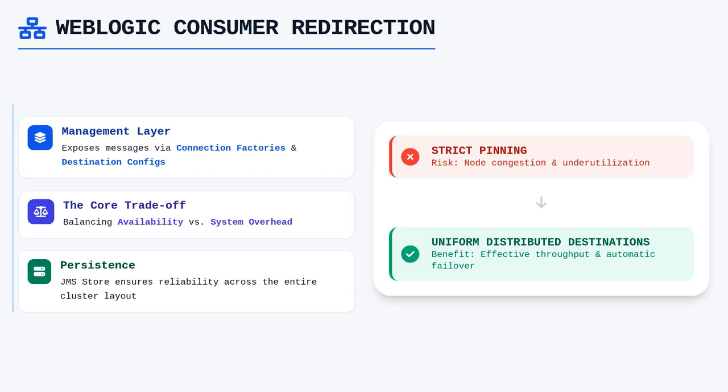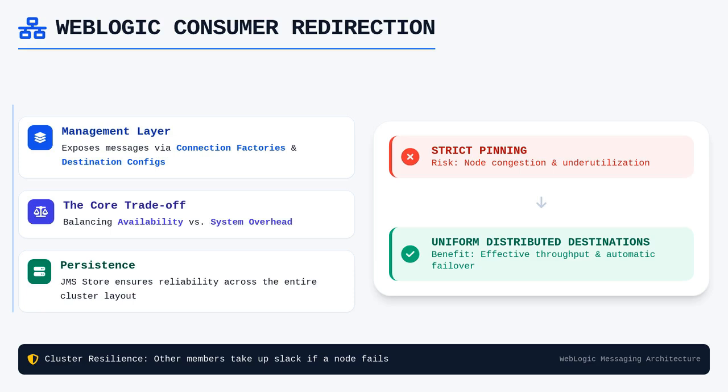If a node suddenly becomes unavailable, the persistent nature of the underlying JMS store, combined with the distributed layout, allows other cluster members to take up the slack, provided that the messaging persistence is configured correctly across the cluster.